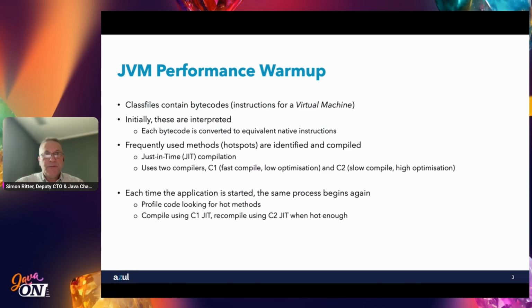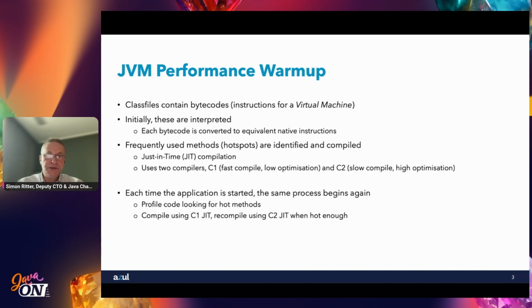So let's talk a little bit more about that performance warm-up again. As I said, class files, bytecodes, instructions for our virtual machine. We interpret those, and then the JIT compiler will identify those hotspots of code, and it will compile them. But it does that in more than one phase. We've got a just-in-time compiler, but we've actually got two of those. The first of those, very imaginatively named C1, is designed to compile code as quickly as possible, but doesn't do a lot of optimization to that code.